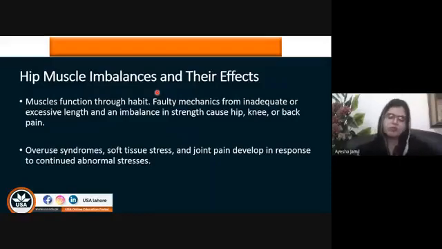Overuse syndrome, soft tissue stress, and joint pain develop in response to these abnormal stresses. Obviously, whenever an imbalance is present and assumed for a prolonged period of time, it will stress the joint, it will stress the soft tissue, and it will affect the normal length-tension relationship and normal function of the area.